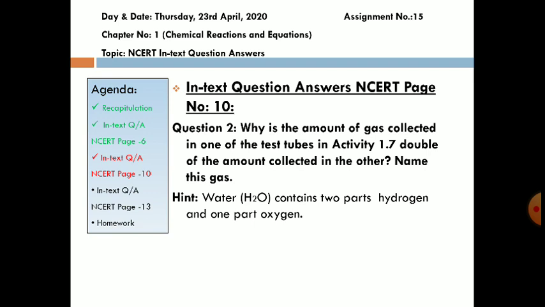Water, H2O, contains 2 parts of hydrogen and 1 part of oxygen. Since hydrogen goes to one test tube and oxygen goes to another, the amount of gas collected in one test tube is double, which is having hydrogen in it, as the amount collected in the other, which is having oxygen, because hydrogen is 2 parts and oxygen is 1 part in water.